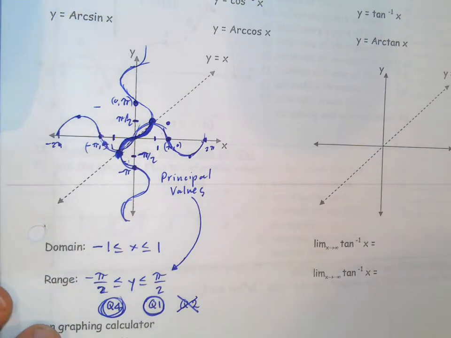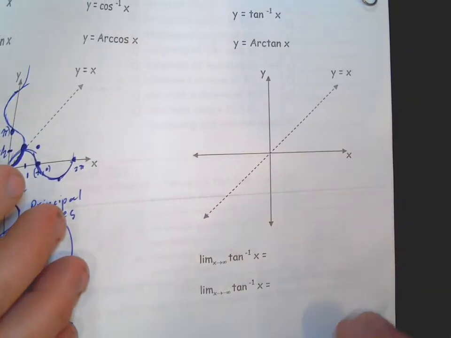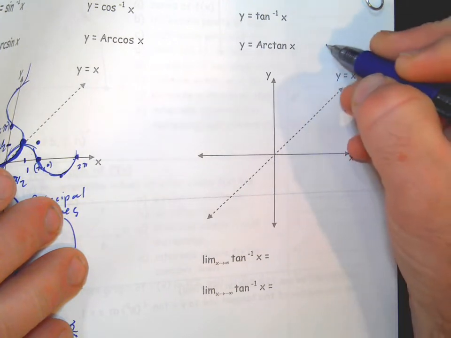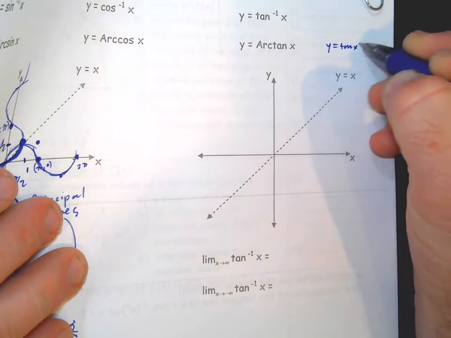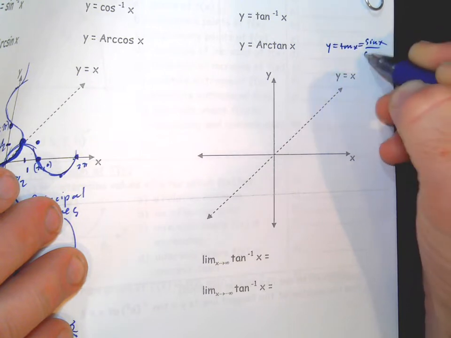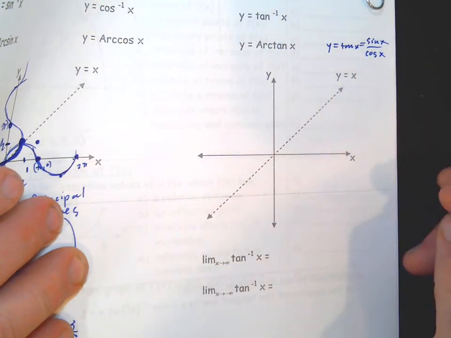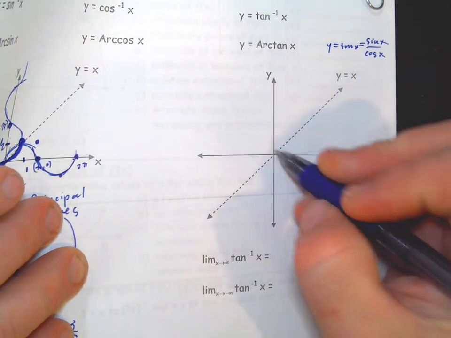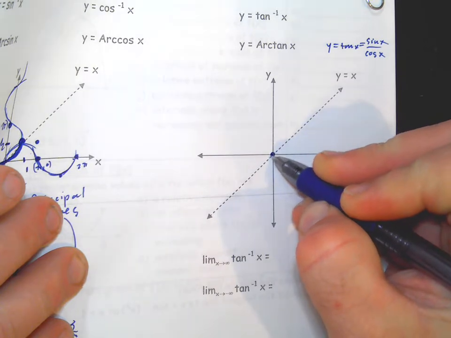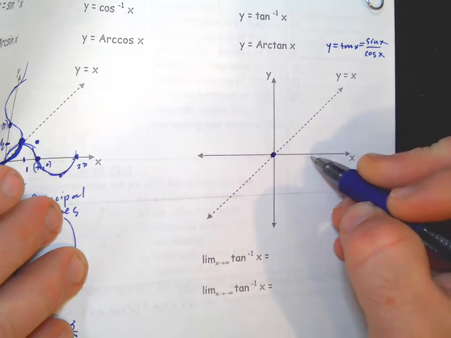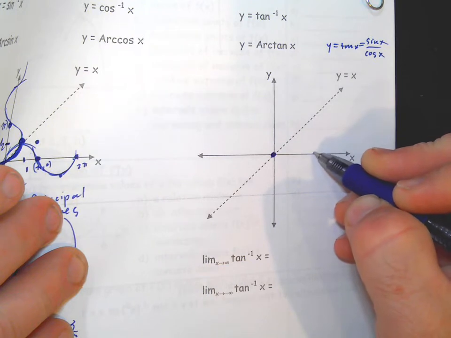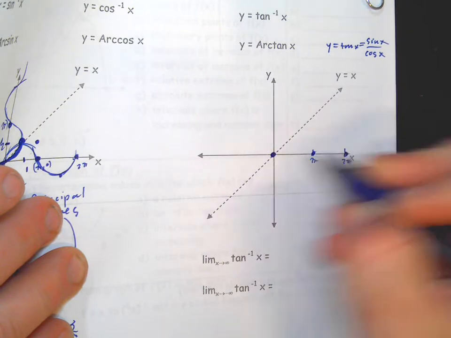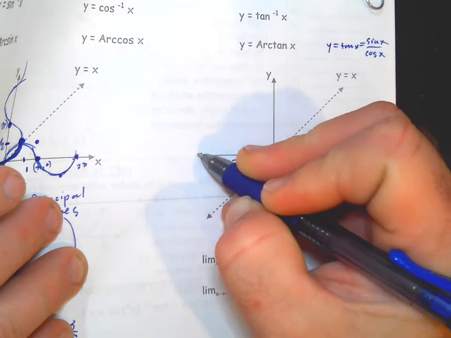Let's jump to inverse tangent, arctangent. So we're going to start with the graph of tangent. Now, tangent is sine over cosine. So when I'm trying to graph tangent, I think of sine over cosine. Whenever sine is 0, you're going to get a 0. So you get 0 there, you get 0 at pi, you get 0 at 2 pi, right? At negative pi, negative 2 pi.